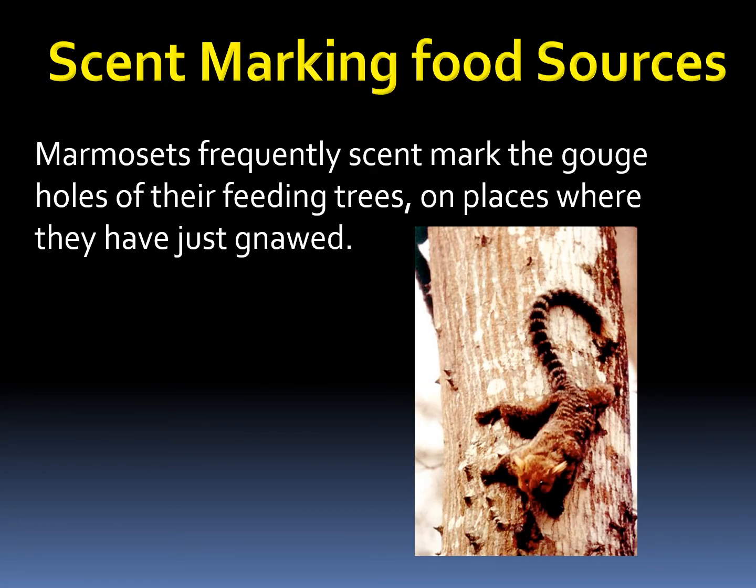There's also scent marking on food sources. Marmosets will frequently scent mark the gouge holes of their feeding holes on the trees, places where they have just gnawed. They mark it because they know that place has already been drained of the sap in the tree gum. So they put that scent there so the next time they come back to the tree, they know they shouldn't try to eat from the same hole until they can no longer smell their own urine, for lack of a better term.